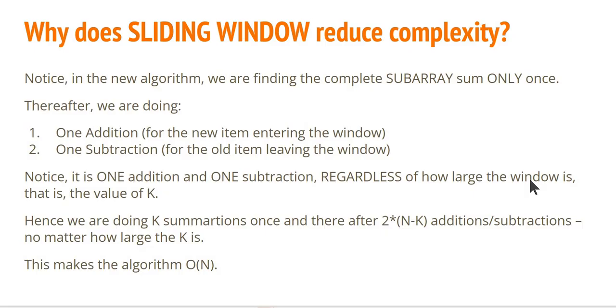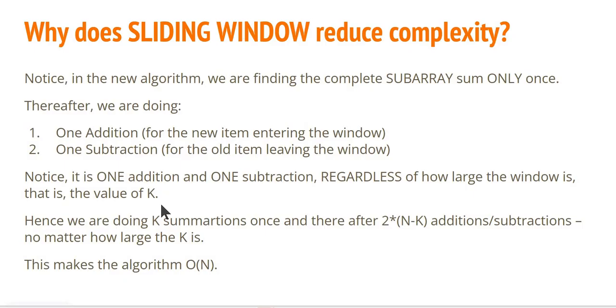Now remember, in the previous way of doing it, the naive algorithm, we were doing k minus 1 summations for every window. Here we are saying, okay, look, we are going to do k summations, actually k minus 1 summations, once. But thereafter, we are just going to do two operations, one addition and one subtraction, for every window, regardless of how large the k is.